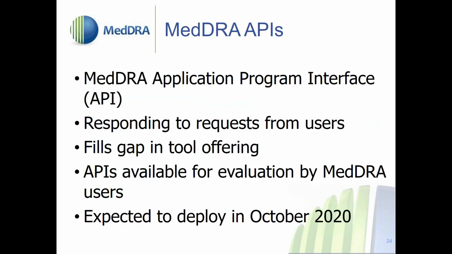These can replicate functionality such as the functions that our MSSO browser performs, as well as the MedDRA version analysis tool. Since the APIs are based on already established MedDRA tools, they have been validated, and therefore when you use them, they're going to produce the same results, either to build or integrate into your own systems. The APIs are available now for evaluation by MedDRA users, and if you're interested, please send the MSSO help desk an email. And the official production set of these APIs will be ready in October 2020.